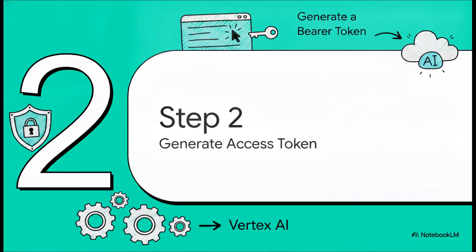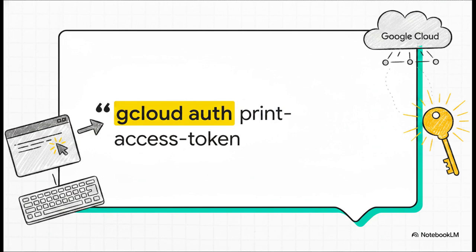Moving right along to step 2, generating the access token. Let's tackle the security side of things. Since the user interface won't just magically hand you an authorization token anymore, we need to generate a bearer token manually via the Cloud Shell. It's super simple. You just paste this exact command, gcloud auth print-access-token, hit enter, and copy the temporary security credential it spits out. That right there is your golden key to access the API.